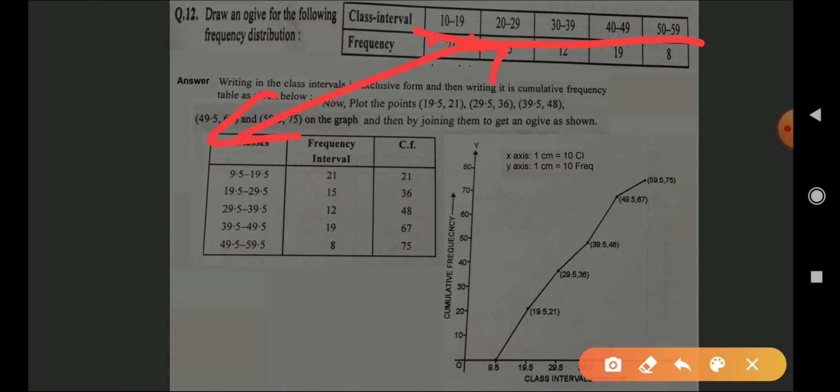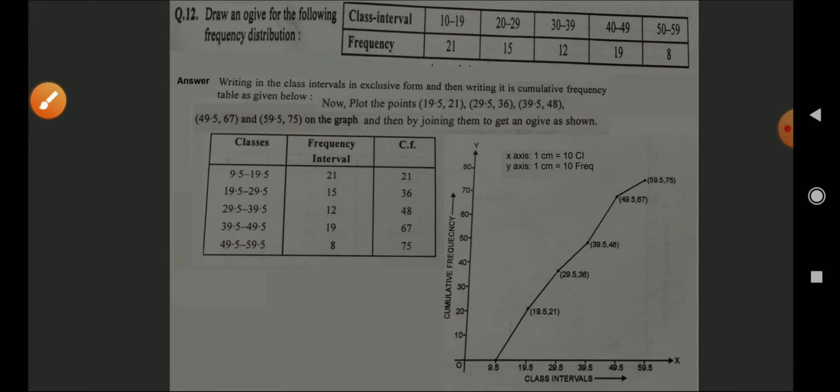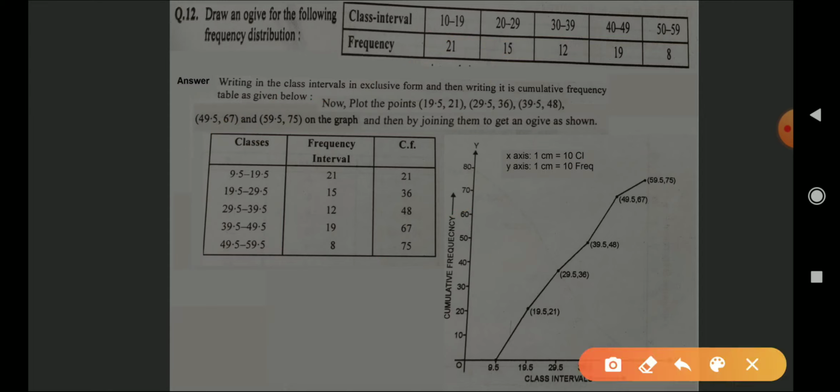So how will you make it continuous? By subtracting 0.5 and adding 0.5. So you get 9.5 to 19.5, then 19.5 to 29.5. Now it becomes continuous. I hope you understood the continuity of class intervals. Then the frequency is given: 21, 15, 12, 19 and 8. Then 21 as it is, 21 plus 15 is 36, plus 12 is 48, plus 19 is 67, plus 8 is 75. So you get the last number, 75.